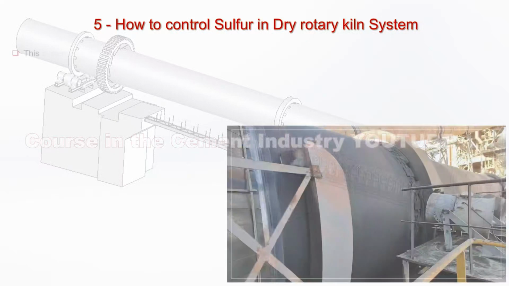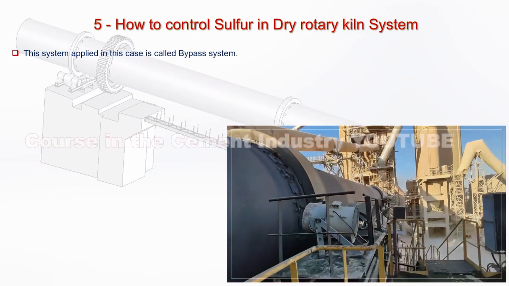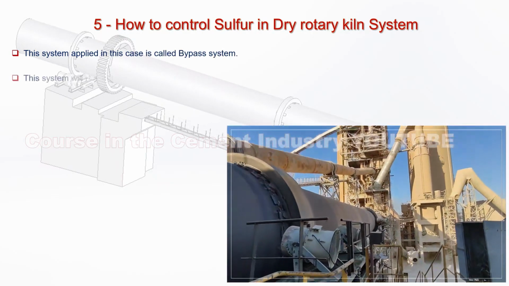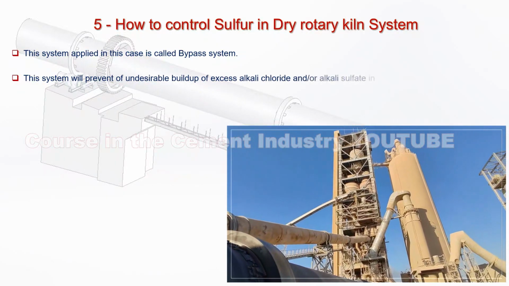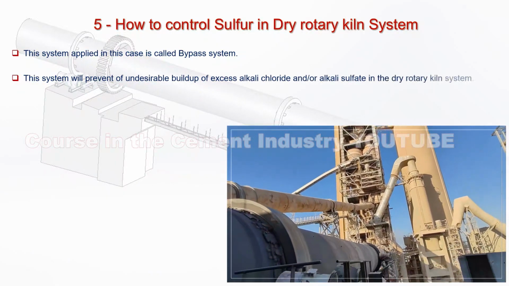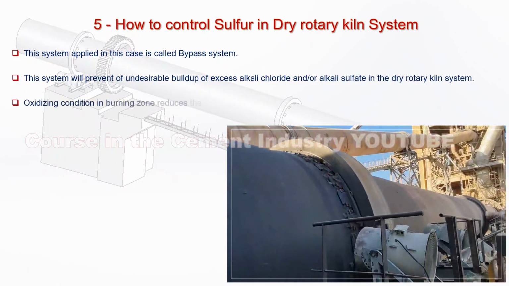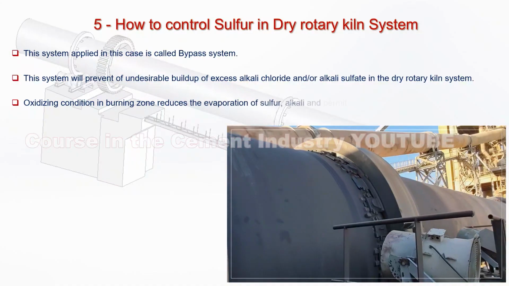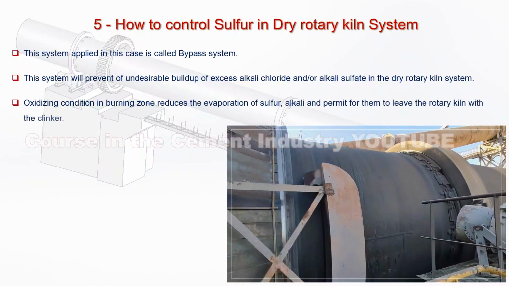6. The system applied in this case is called a bypass system. 7. This system will prevent the undesirable buildup of excess alkali chloride and alkali sulfate in the dry rotary kiln system. 8. Oxidizing conditions in the burning zone reduce the evaporation of sulfur and alkali, and permit them to leave the rotary kiln with the clinker.